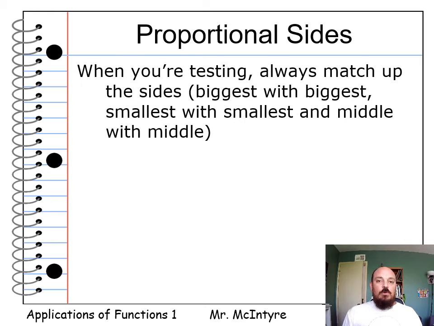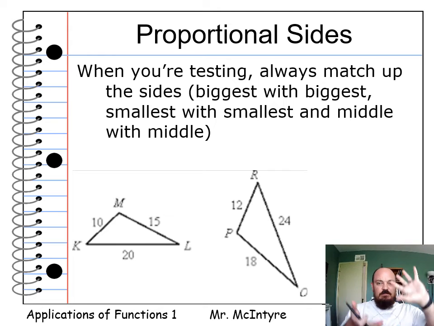Now, one thing I want to warn you of, when you're testing sides, make sure you're careful when you match them up. On the last example, I drew the triangles right next to each other, so it was real easy to see which sides matched up with which one. But if I flip the triangles or I spin them around, it can be a little bit confusing. So what I said here is when you're doing your test, make sure you always match up the biggest with the biggest, the smallest with the smallest, and the middle with the middle.